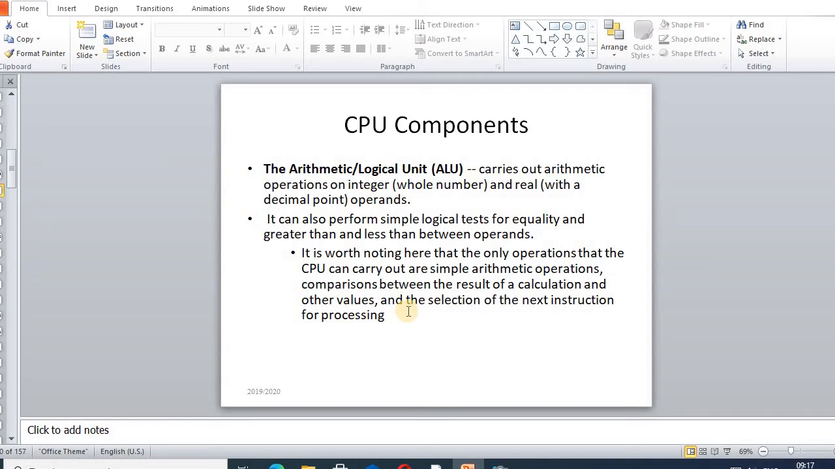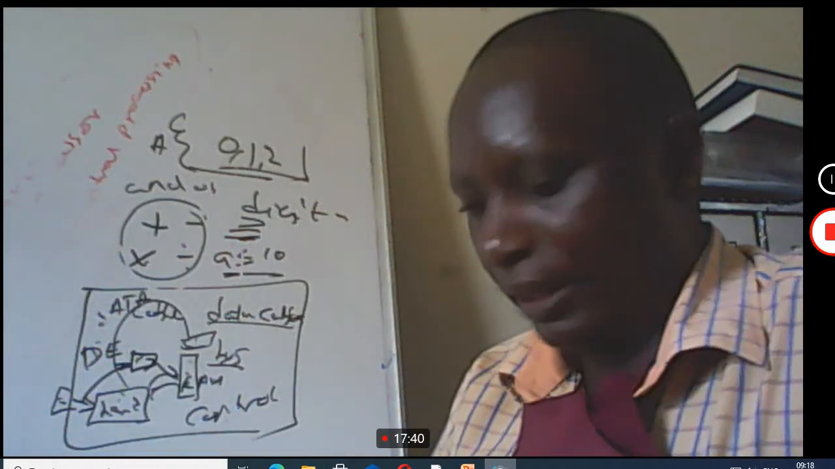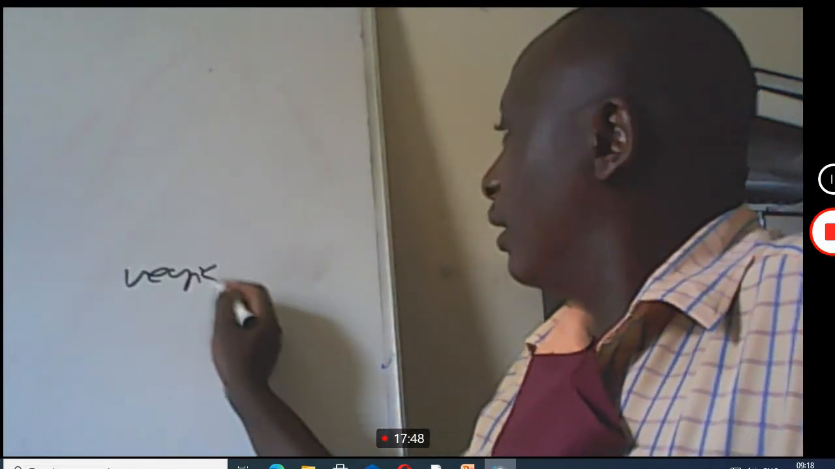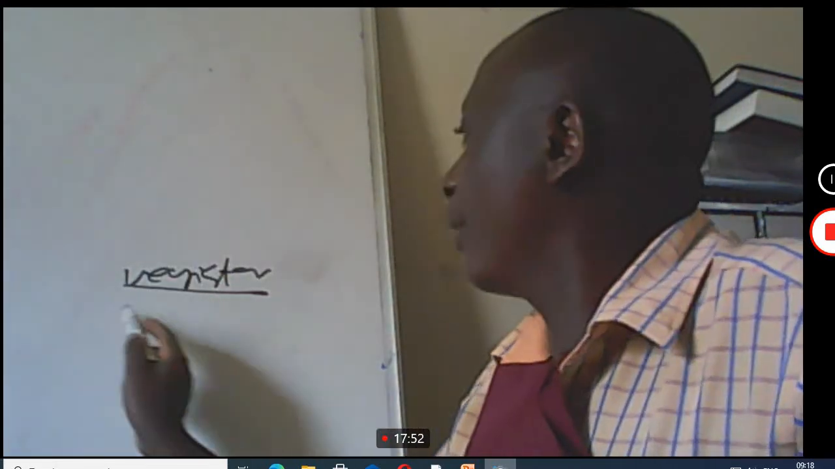You can compare the two, and the selections of the next instructions for processing. Are we together? So here now, inside this part, we shall have what I'll call the register. A register is a temporary memory on a CPU. This register is a temporary memory.